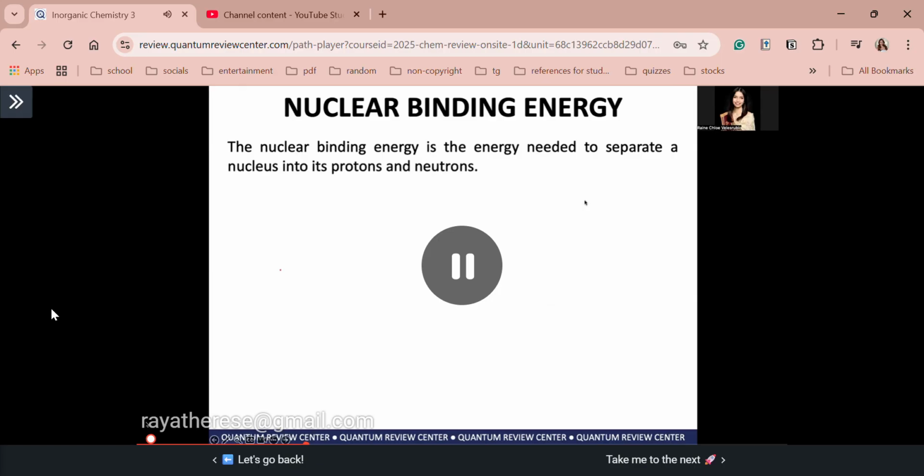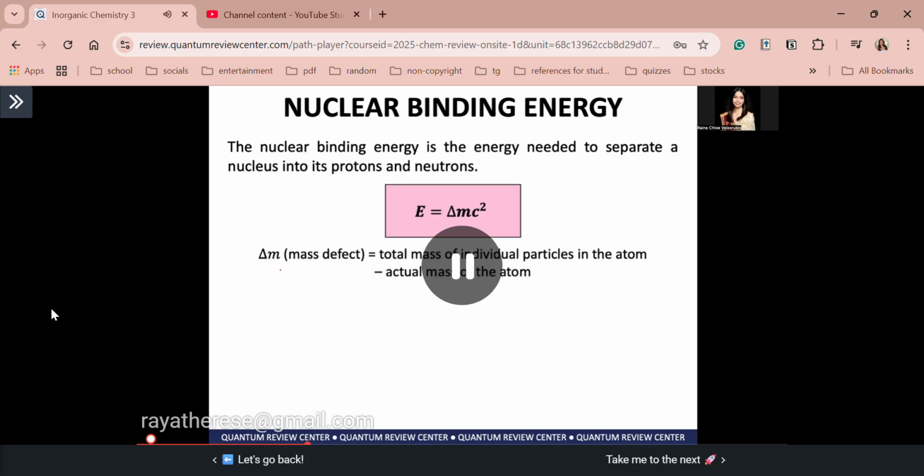So, the nuclear binding energy is the energy needed to separate a nucleus into its protons and neutrons. So, if mataas ang binding energy per nucleon, then the nucleus is stable kasi may strong attractive forces holding the protons and neutrons together. A high binding energy is needed to separate these forces.